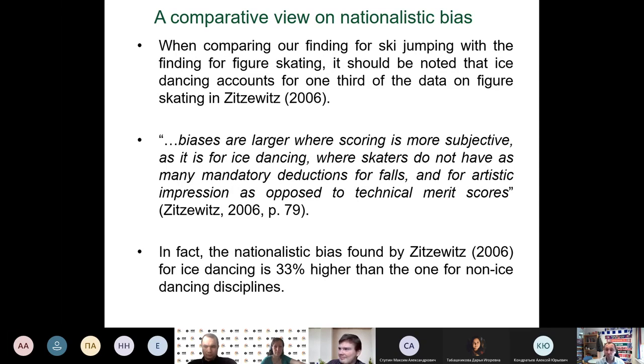Okay, so what they say is the following: biases are larger where scoring is more subjective, as it is for ice dancing, where skaters do not have as many mandatory deductions for falls and for artistic impression, as opposed to technical merit scores. So, for example, in women's or men's singles, or pairs, they jump, they can fall, and then someone like me, who has no clue about figure skating, can understand, okay, there was a fall, probably did not perform that well. But in ice dancing, they don't fall, they perform.